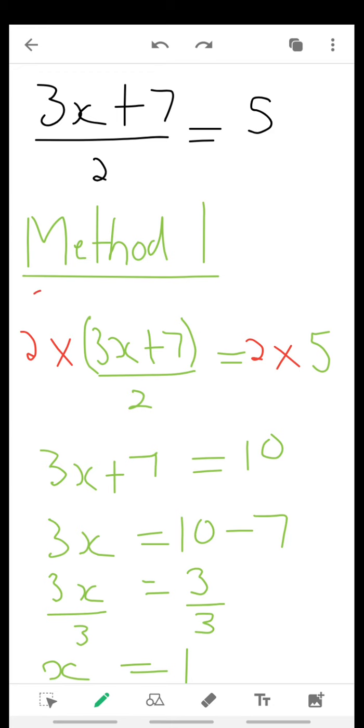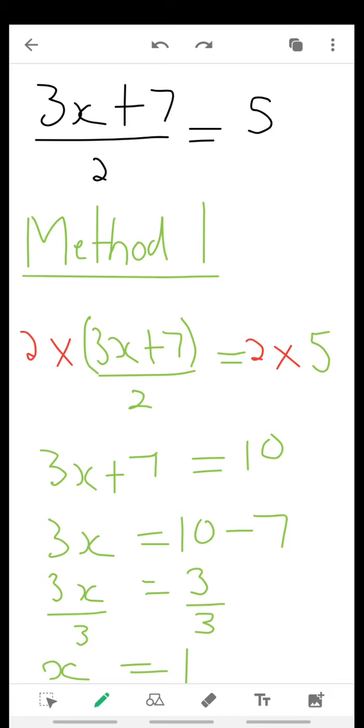So there we go. Method number 1, I'm multiplying both sides by 2. So this 2 times and that 2 will cancel, and I'll be left with what? 3x plus 7. Where? Here. And then 2 times 5 gave me 10. Then the plus 7 doesn't have an x, so it will come to that side. It will become minus 7. So I'll be left with 3x equals to 10 minus 7, which is 3.